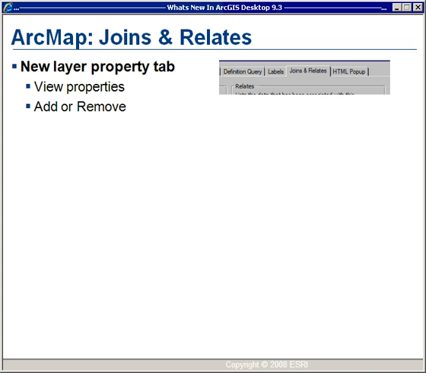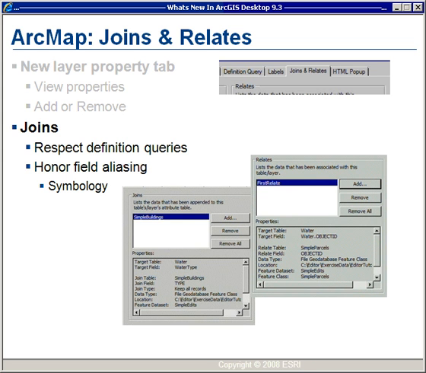Now for ArcMap joins and relates, many of you will be most excited to hear that we've added a join and relates tab to the layer properties. In the past, you would have to right-click on the layer inside the table of contents to create a join or relate. Well, with 9.3, you now have that join and relate tab, which allows you to view the properties of your joins and relates, and actually to add and remove them if need be.